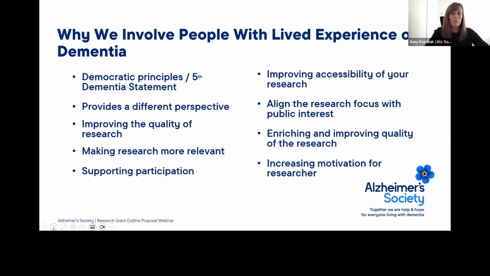So why we involve people with lived experience of dementia in the work that we do? So they've got a right, a democratic principle and also the fifth dementia statement. So they have a right to be involved in anything that affects them. And specifically, they have the right to know and decide if they want to be involved in research. So it's their right, and therefore it's only right that we involve them in the grants process.